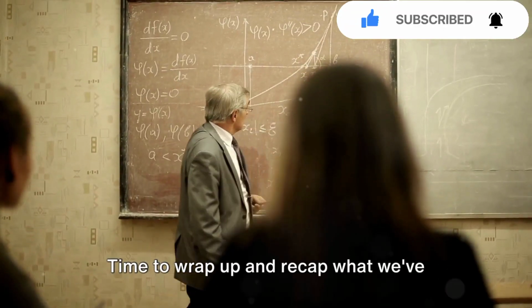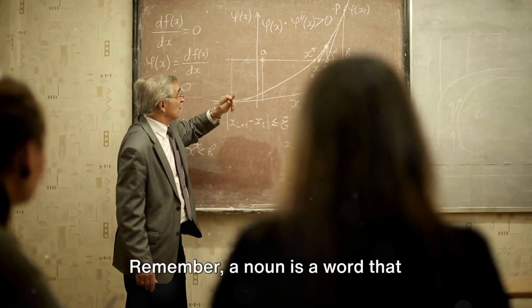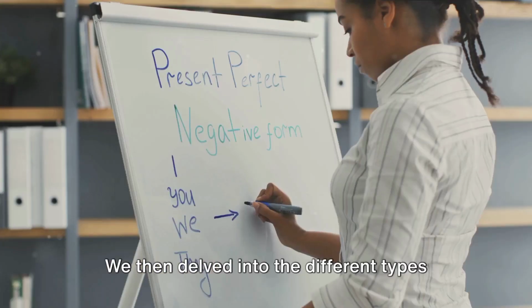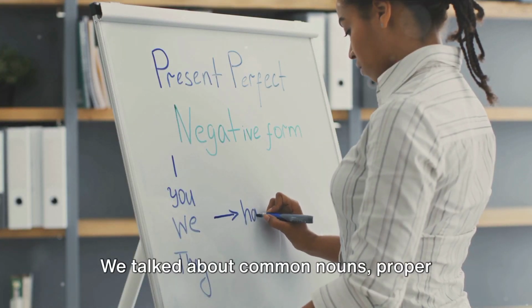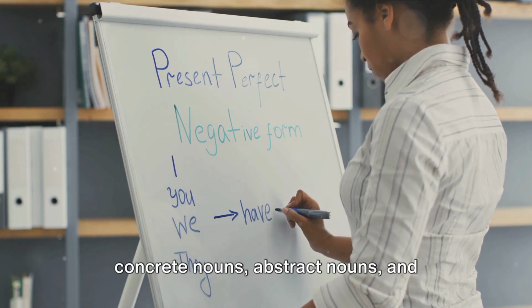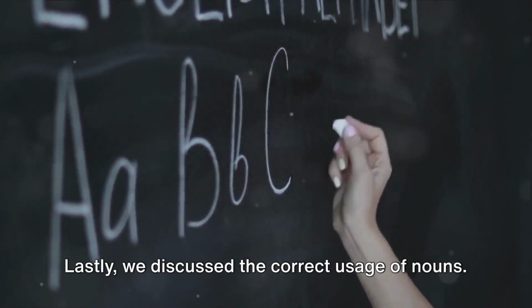Time to wrap up and recap what we've learned today. We kicked off by defining nouns. Remember, a noun is a word that represents a person, place, thing, or idea. We then delved into the different types of nouns. We talked about common nouns, proper nouns, countable nouns, uncountable nouns, concrete nouns, abstract nouns, and compound nouns. Each type has its unique characteristics and usage, which we went over in detail.